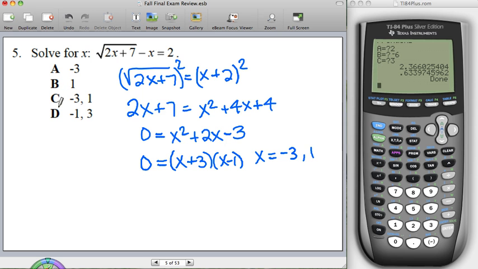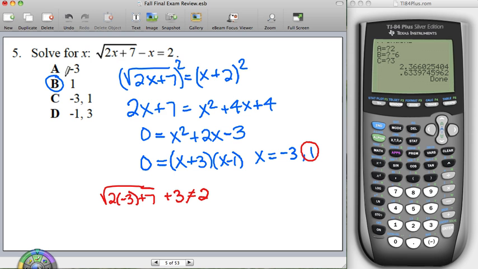Now before you circle C as your answer, you do need to double check your solutions, which I'm going to do in red. If I take negative 3 and plug it in, minus negative 3 becomes plus 3. I want to see if that equals 2. Well, that gives me 1 plus 3, which does not equal 2. So that means my only solution for this is that 1. So my correct solution for this is going to be B. So don't forget to double check your solutions, especially when you're dealing with radicals.